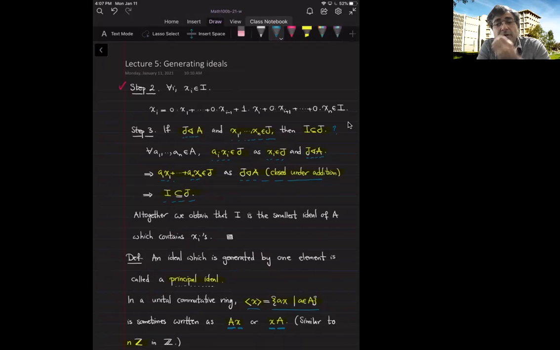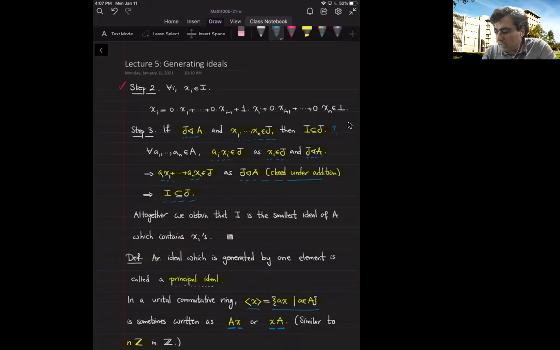The final step is to show that every ideal that contains x1 through xn has I as a subset, which means we have to pick an arbitrary element of I and argue why this element belongs to J. An arbitrary element of I is an A-linear combination of x1 through xn, which means it is of the form a1x1 + a2x2 + ... + anxn. I have to say why this element is inside J.